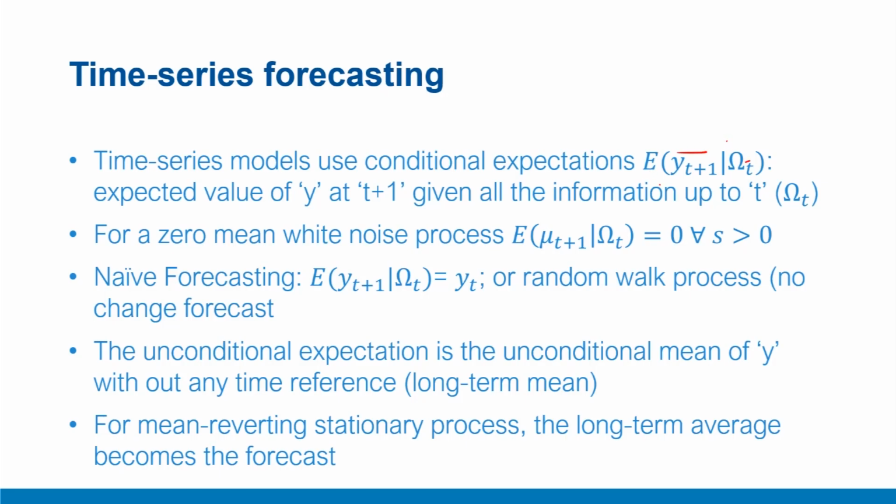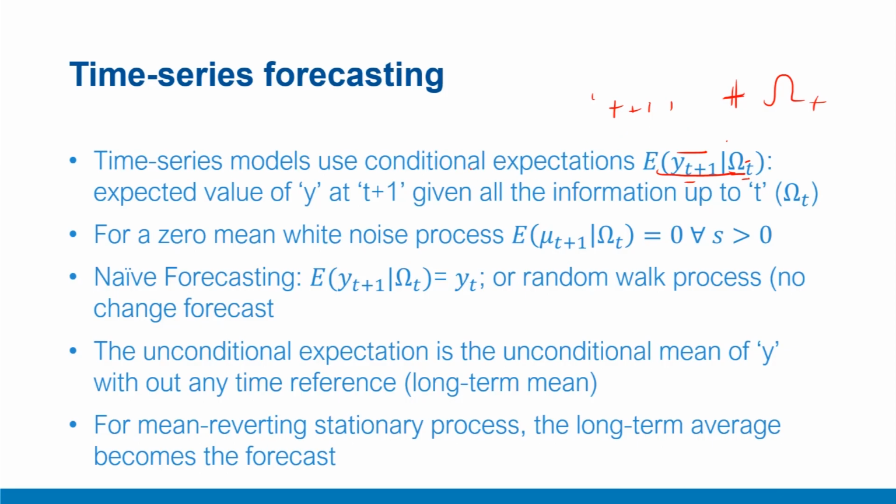So this notation, the expected value of y t plus 1 given information, where omega t is the information up till time t, is called the conditional expectation of y at time t plus 1 given the information available, omega t, up till time t. Similarly, we can write it for time t plus 2, t plus 3 and so on.